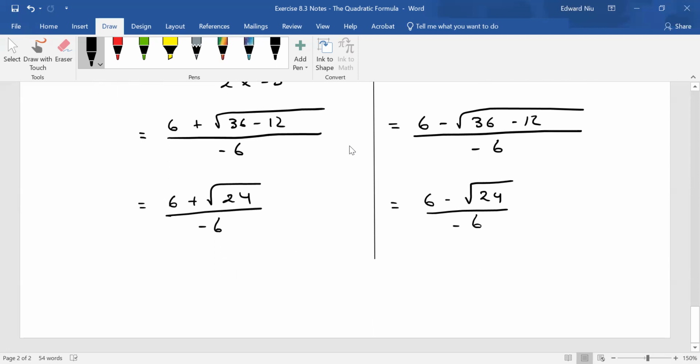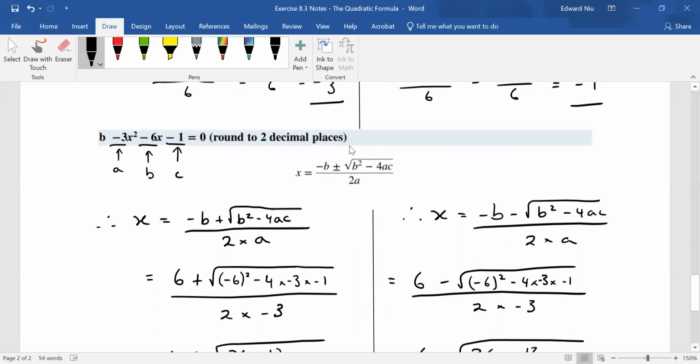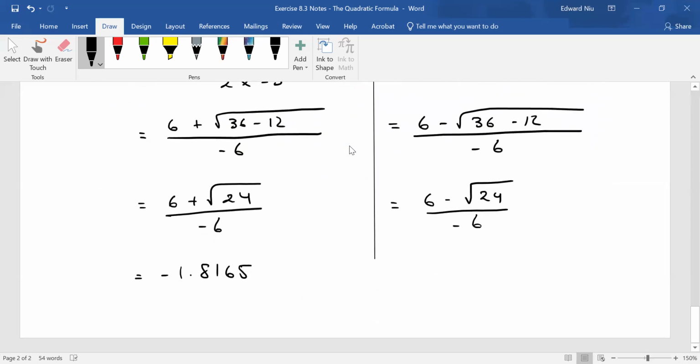So what does this equal? Let's input this into our calculator. 6 plus square root 24 divided by negative 6. Remember, we want decimals, so this is going to give us negative 1.8165. It doesn't say how many decimal places, to 2. So we have to go and bump up the second one by 1 because our third decimal place is 5 and higher. So it's equal to negative 1.82. Okay, we want to use the squiggly equal sign.